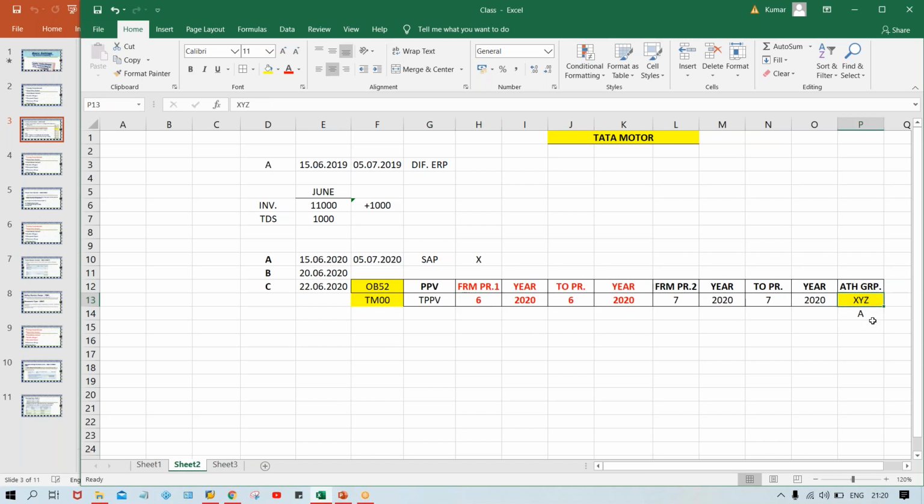The 6th period is open for this authorization group XYZ. And under XYZ, we have assigned only one user ID that belongs to A. It means A is having authorization to post the transaction in the 6th period. The remaining 2 people will not be having authorization to post that transaction in the 6th period, in the sense, the previous period.